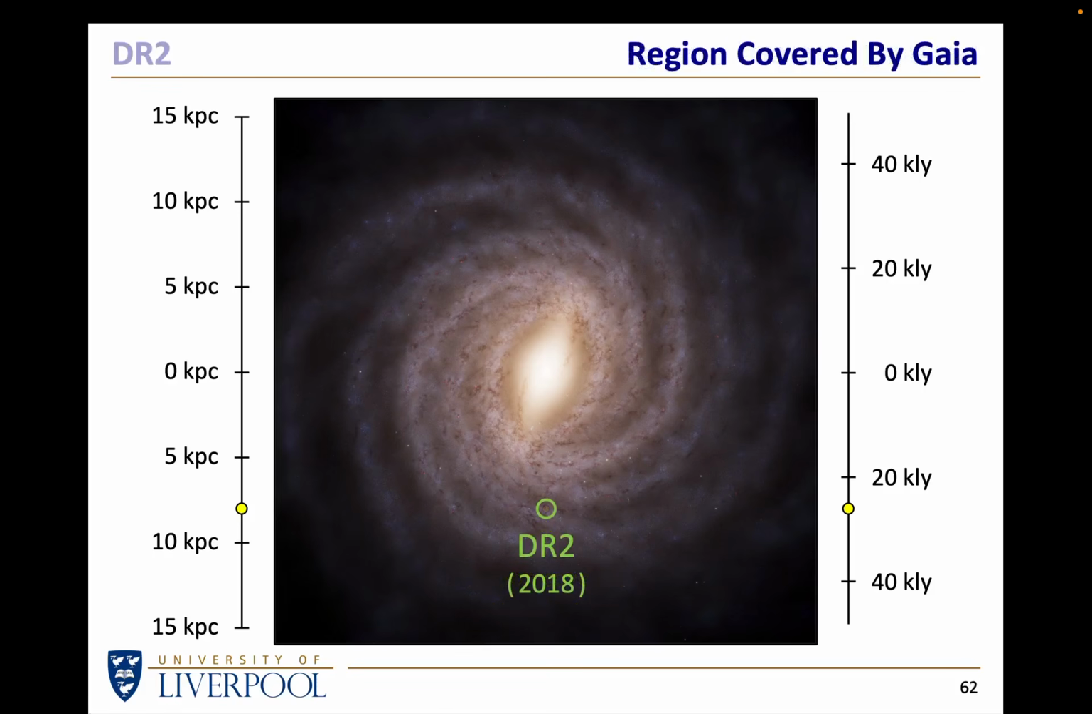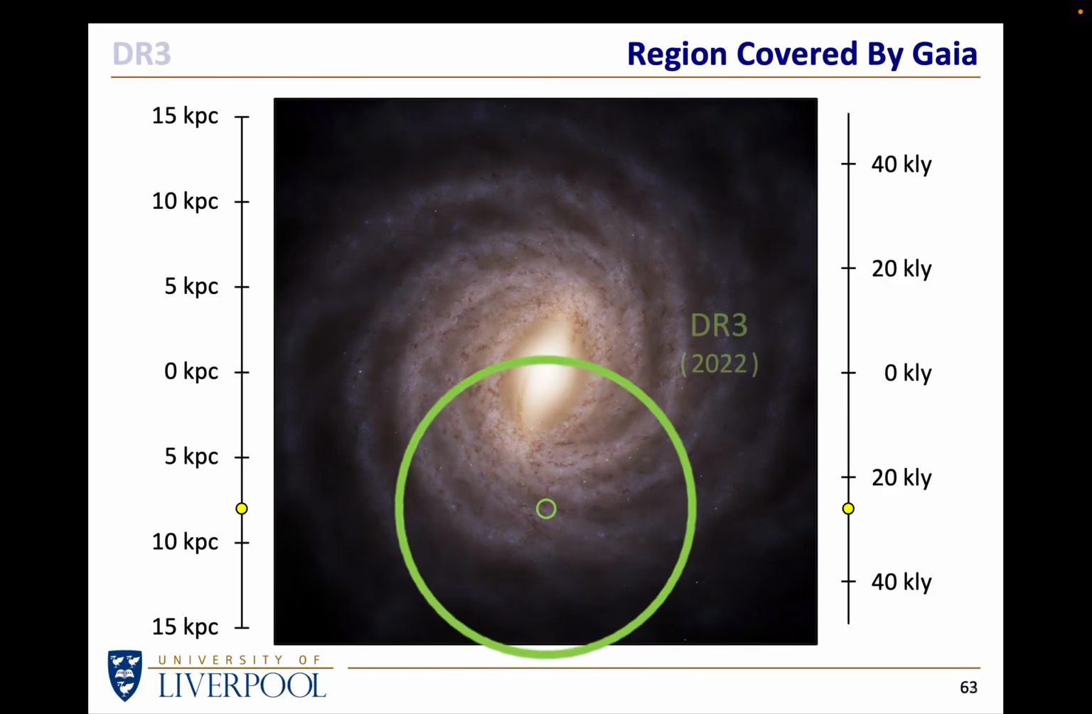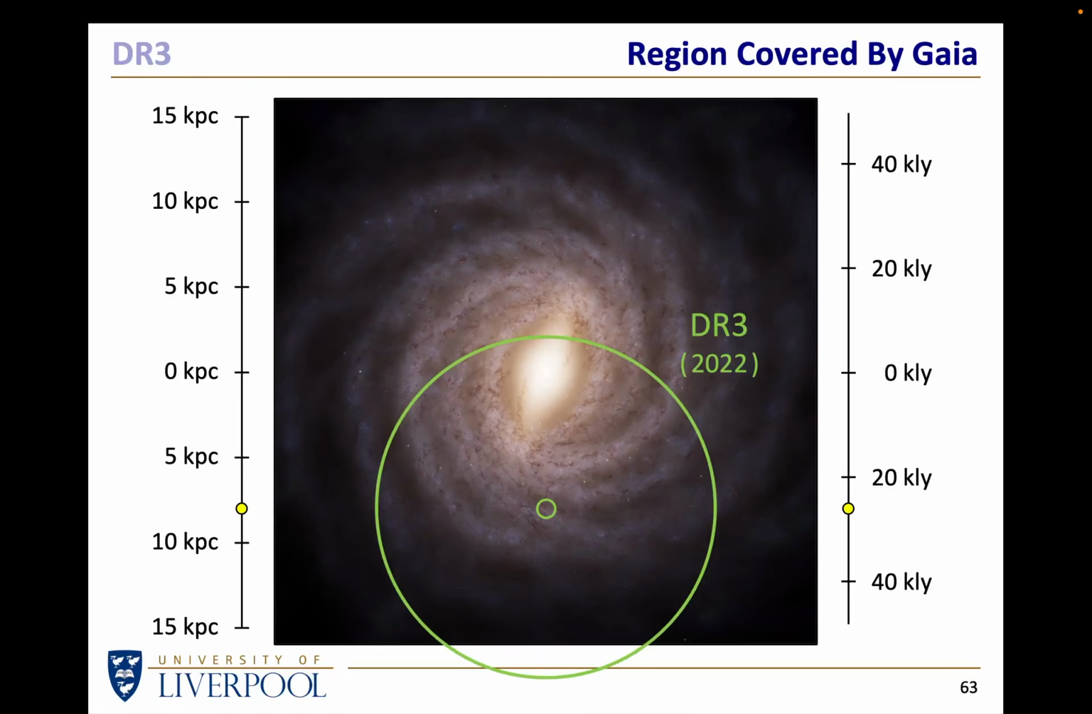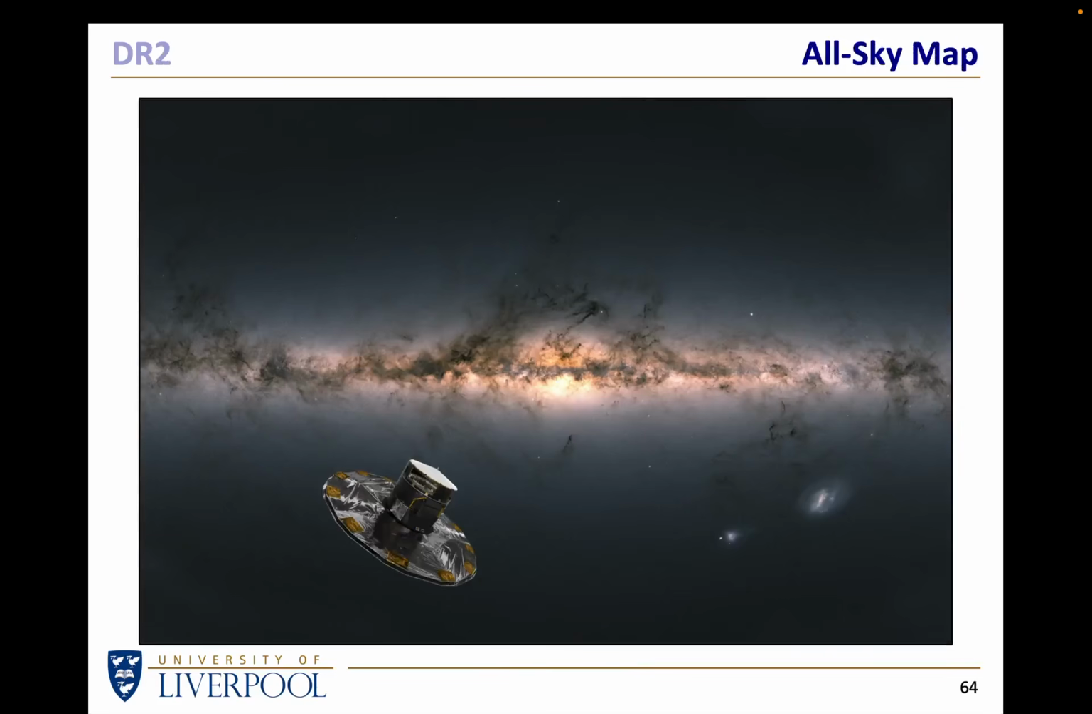Data release 2 of Gaia extended that to a larger chunk of the Milky Way. Data release 3 extended it enormously. So data release 3 has now given us information about stars inside that green circle. So we now have a much better sample of what's going on, not just in our immediate neighborhood, but in regions around the Milky Way.